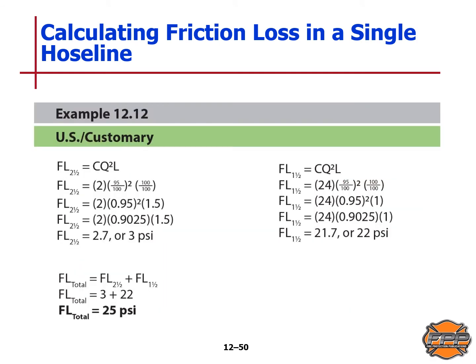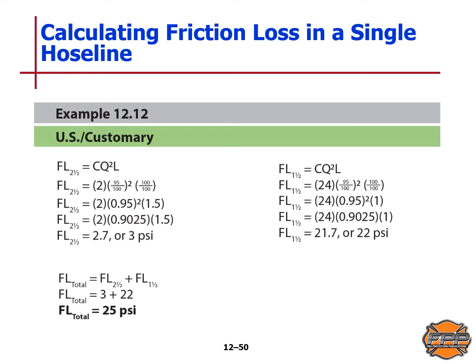Let's look at calculating friction loss in a single hose line for two different hose sizes. On the left, we've got friction loss for the 2.5-inch hose, with our standard formula, CQ squared L. When we plug in the numbers from our previous example, it is 2 times 95 divided by 100 squared times 100 divided by 100. Working out the math, friction loss equals 2 times 0.95 squared times 1.5, which is 2 times 0.9025 times 1.5. When you multiply it out, the friction loss for 2.5-inch hose is 2.7, which is 3 psi.